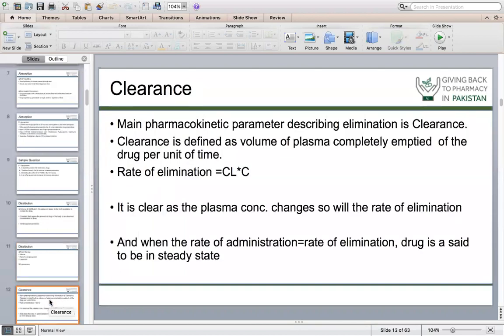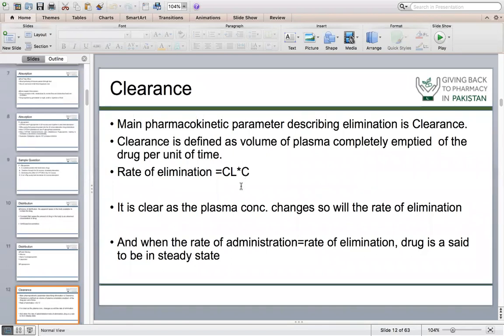So the next slide is about clearance. We are done with absorption and distribution, now clearance. What do we mean by clearance? It's defined as the volume of plasma completely emptied of drug per unit of time, right? The main pharmacokinetic parameter describing elimination is clearance, and this rate of elimination is directly proportional to the plasma concentration.